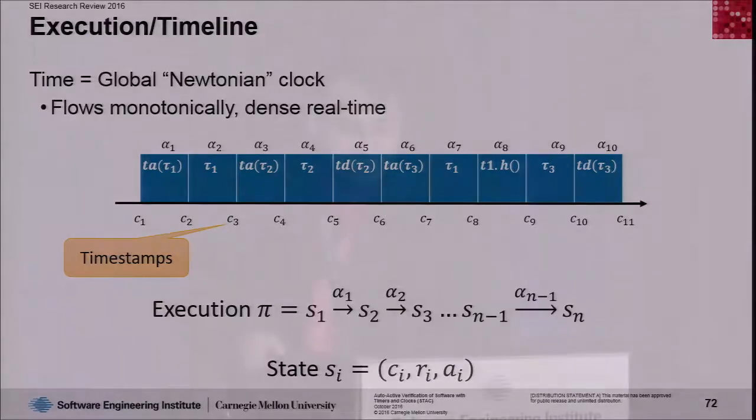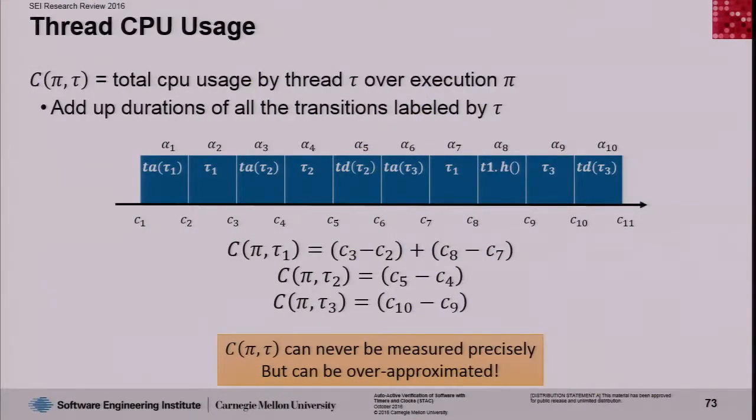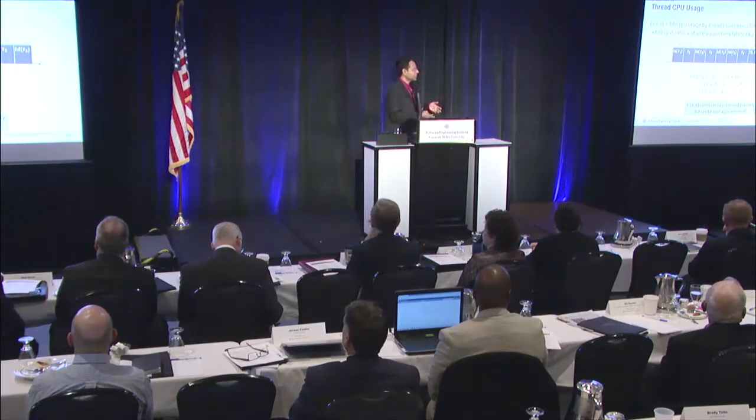So if you use that intuition, we can start defining what we call the CPU usage by a thread. Given an execution, the CPU usage of thread tau 1 is essentially you take all the chunks of all the transitions where tau 1 got to execute, and you take the duration of that. So the duration of this one is C3 minus C2. This is where tau 1 got, and tau 1 got another slice here, so that's C8 minus C7. So the total time it got to run is the sum of these two durations, and so on and so forth. So you can define, given an execution and given a thread, the amount of CPU cycles that the thread got.